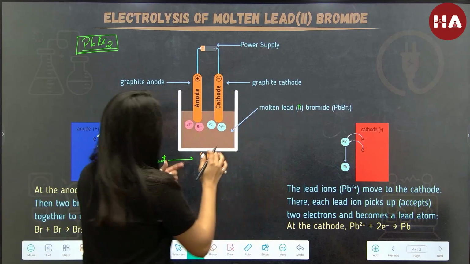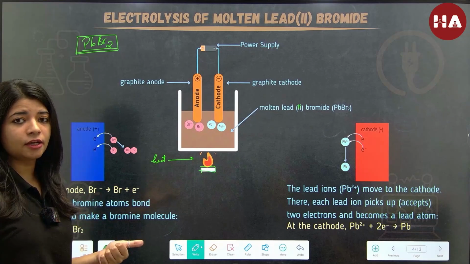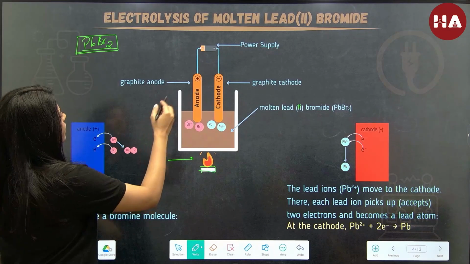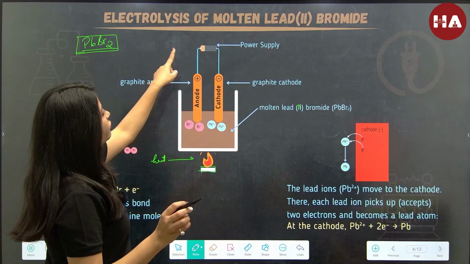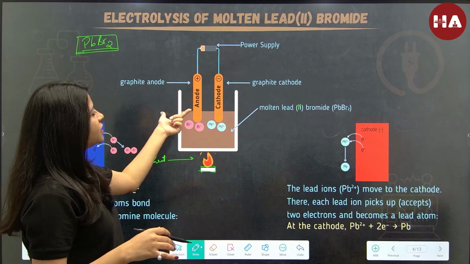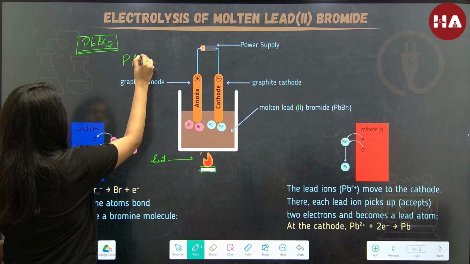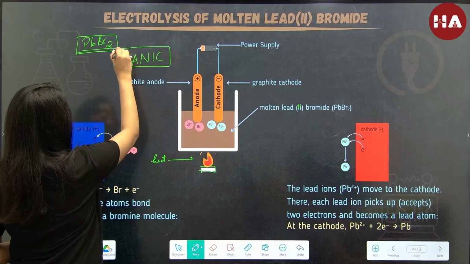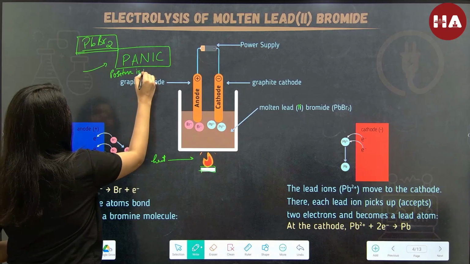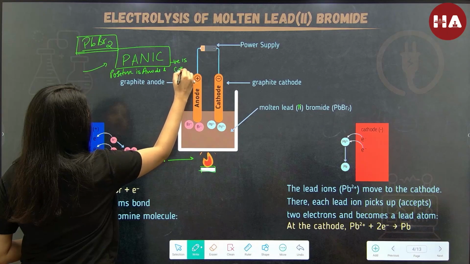Then there are two electrodes. What electrodes are we using? Graphite electrode or platinum electrode. Why? Because they are inert in nature. It means that they will not react with the electrolyte. Then the power supply is there. We should know that the positive of the power supply should be connected to the positive electrode, so that electrode becomes positive. The positive electrode is known as the anode. We have already discussed one mnemonic, PANIC. This mnemonic I told you in the previous class, which states that positive is anode and negative is cathode. This you should know.